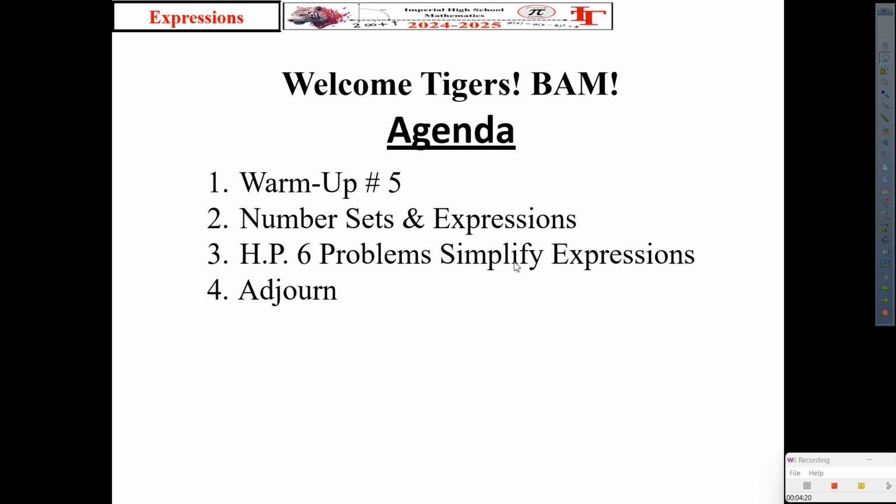So once again, once you copy the agenda, set up your Cornell notes. I'll give you some time for that. Go. All right, here we go. So we got the agenda. We're in the middle of number sets and expressions. Yesterday was a good review of a bunch of stuff that we saw in the past. Is that correct? Getting us to where we need to be. Today we're going to do some more practice of that, okay?